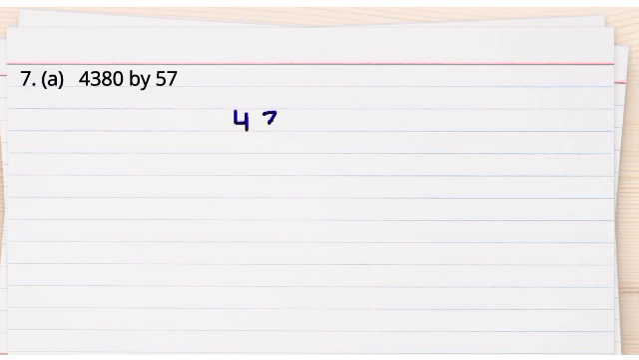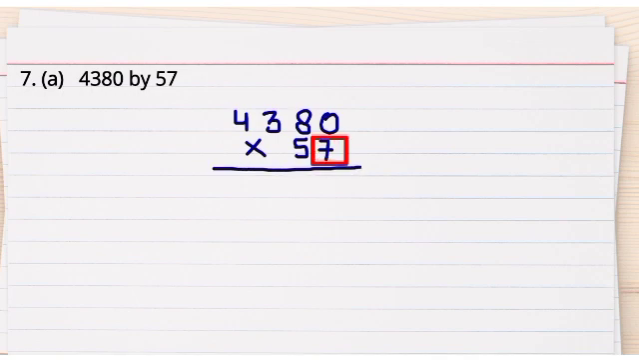Next, question number 7, A part. Multiply 4,380 by 57. Right? First of all, multiply by the digit at ones place, which is 7. 7 zeros are 0. 7 8s are 56. So write 6 here and 5 will be carry forward. So carry forward 5. 7 3s are 21 plus 5, 26. Again 2 carry forward. 7 4s are 28 plus 2, 30.